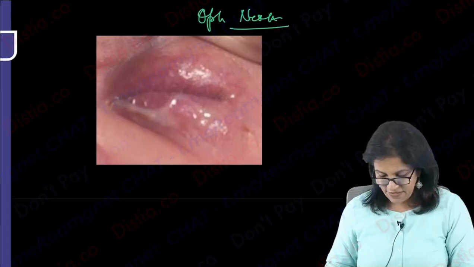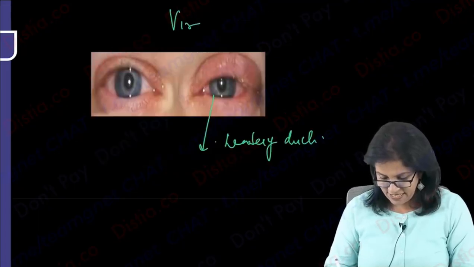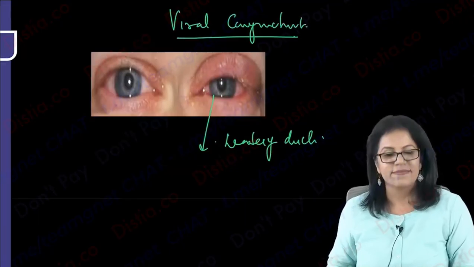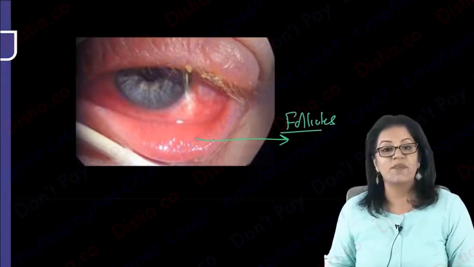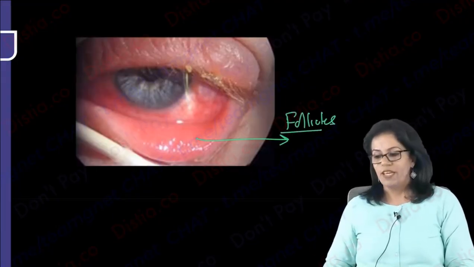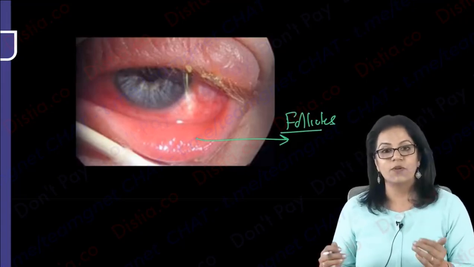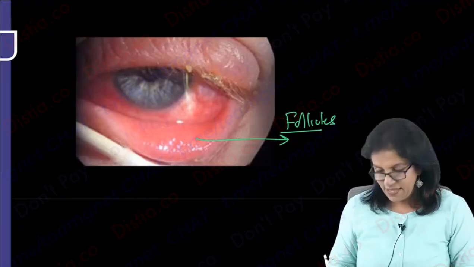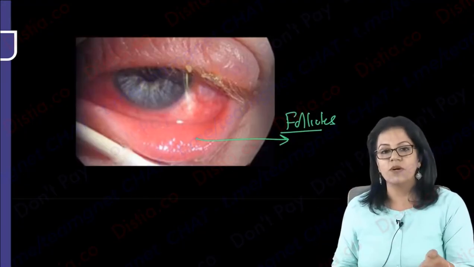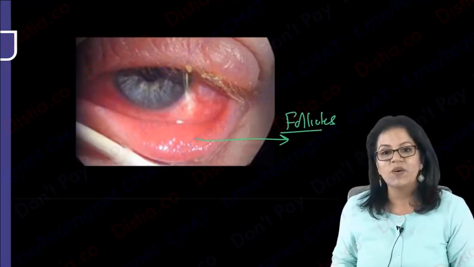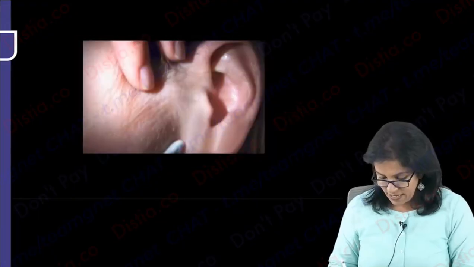Whereas here we are talking about viral conjunctivitis with watery discharge. This is all your follicles, and these are generally in the lower palpebral conjunctiva. In viral conjunctivitis, it is in the lower palpebral conjunctiva. In trachoma, it was upper palpebral. Keep that in mind. This is more common in lower. Okay. Then here, it is showing you the preauricular lymphadenopathy.